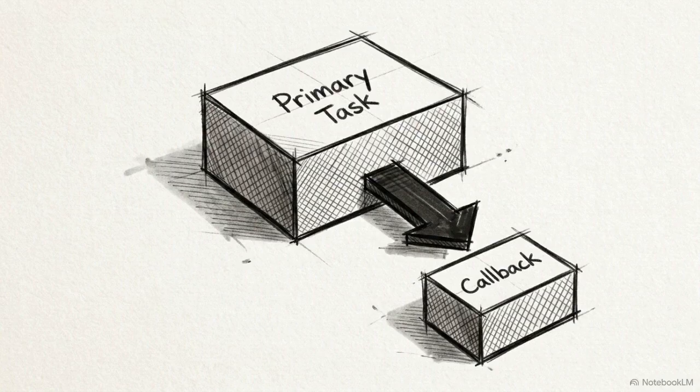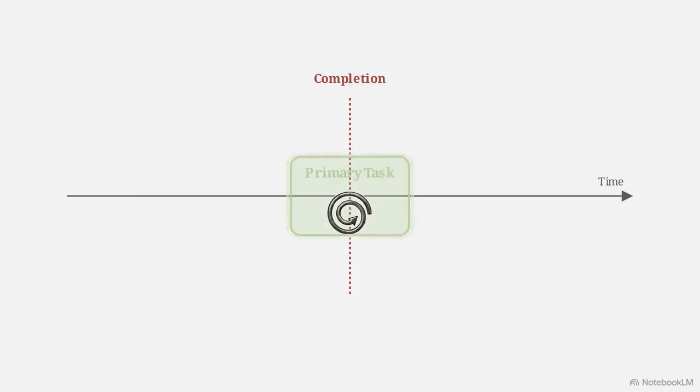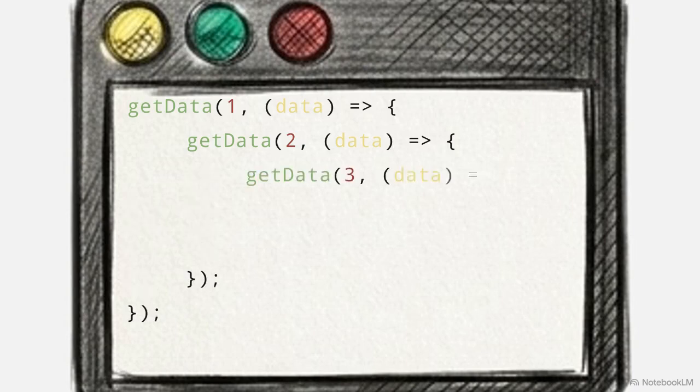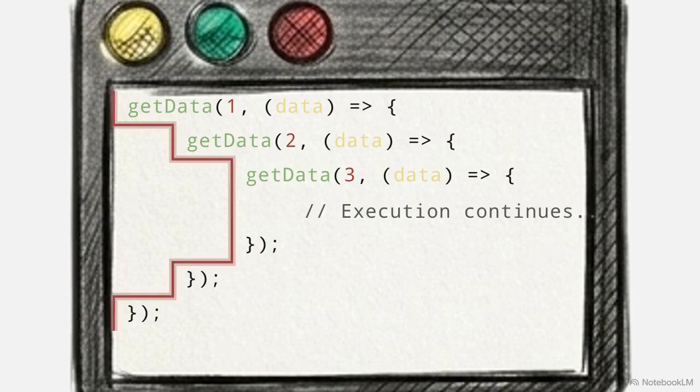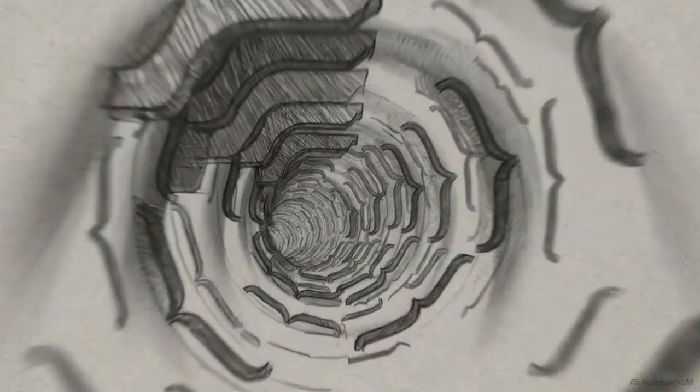The earliest architectural solution for enforcing this order was the callback function. You pass a secondary function as an argument, instructing the engine to execute it only after the primary task completes. Looking at this code block, we instruct getData to fetch ID1, passing a nested function holding the command for ID2. To add a third sequential dependency, we place the request for ID3 entirely inside the callback of ID2. Instead of extracting data and returning control to the main thread, this structure forces the execution path to plunge deeper into its own internal logic.